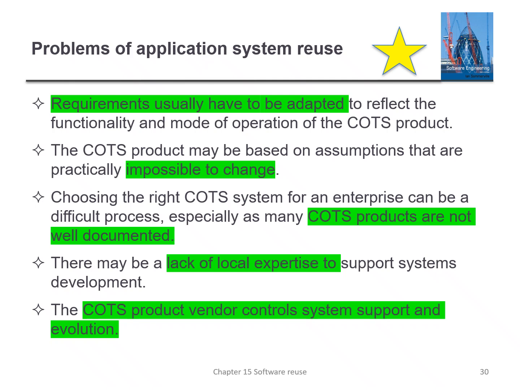It says here, choosing the right commercial off-the-shelf system for an enterprise can be a difficult process, especially because commercial off-the-shelf products are not well documented. Some of them are not well documented, and the COTS product vendor controls system support and evolution, meaning that because you buy ready software, you don't develop it from scratch. You depend on the vendor of the software. So whenever there are updates, when the system changes from one version to another, you need to follow, because those processes fall on the vendor.